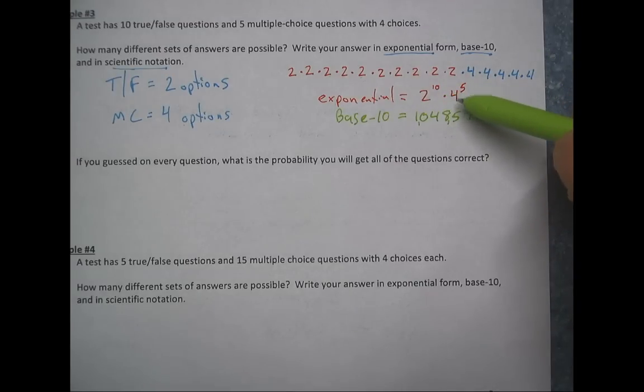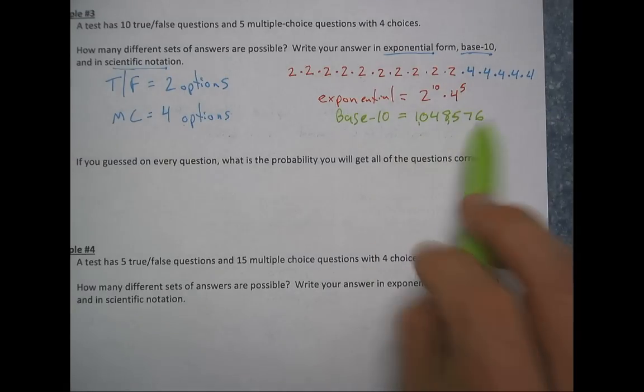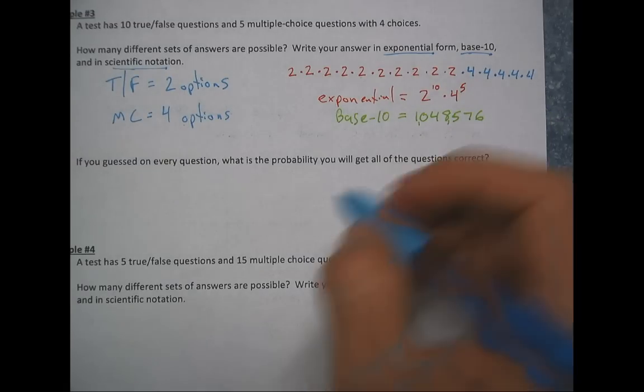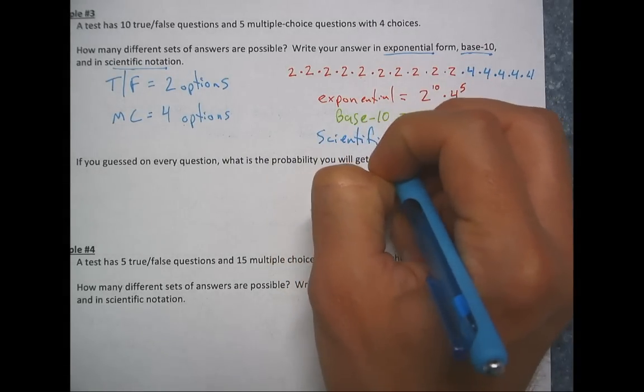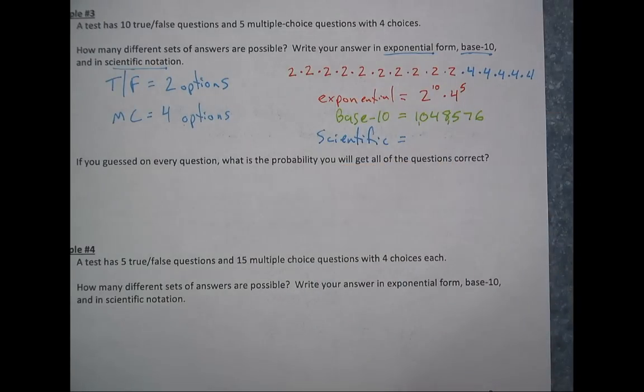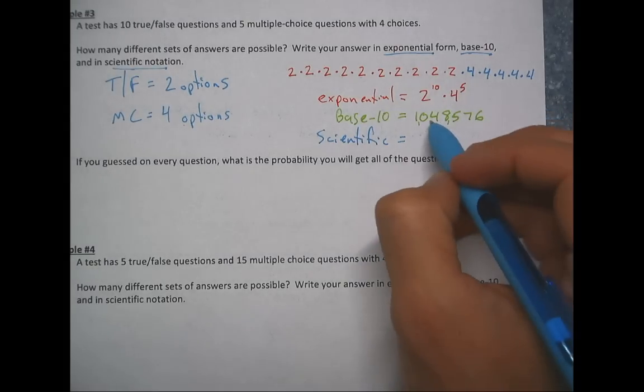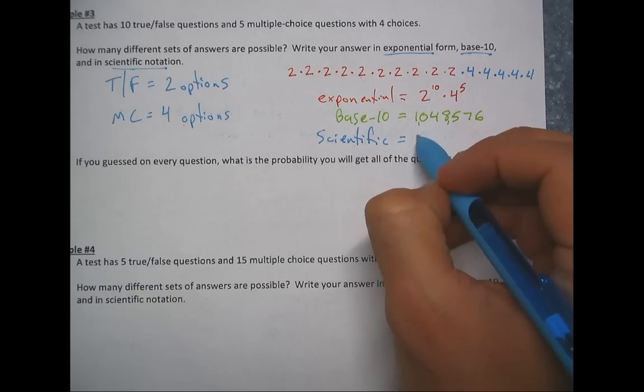These two numbers are the same. One's an exponential, one's in base 10, but these represent the same number. And now let's put that number into scientific notation. So when we write something in scientific, the first number that we express has to be between 1 and 10. So we can only have one digit in front of my decimal.